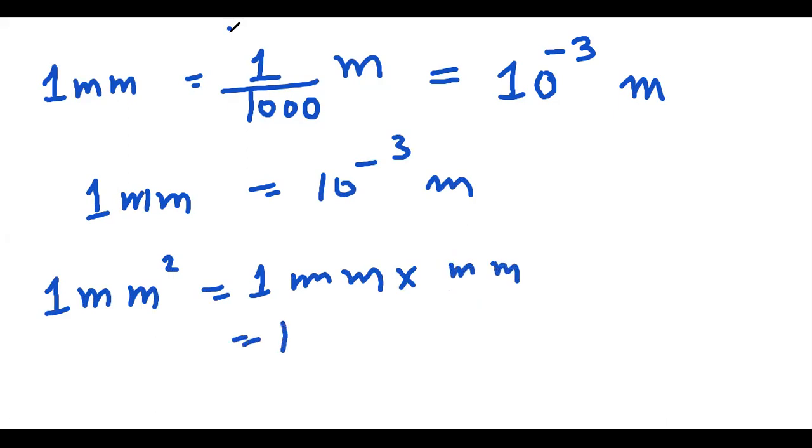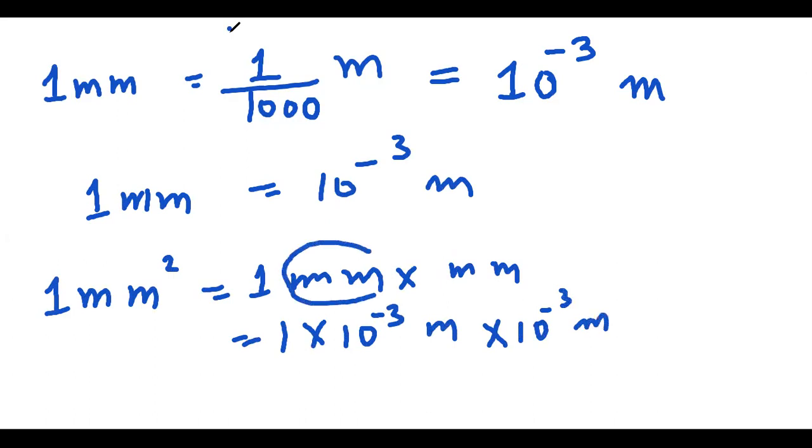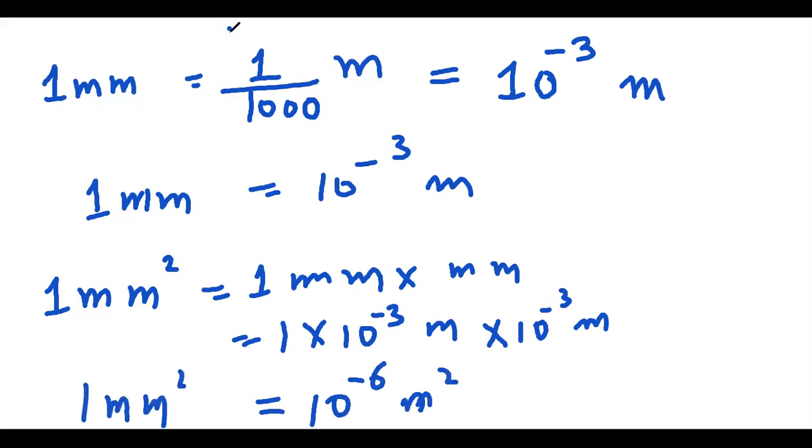So it is 1 into 10 raised to power minus 3 meter multiplied by 10 raised to power minus 3 meter. I have converted millimeter into meters. So it comes out to be 10 raised to power minus 6 meter square. So 1 millimeter square is equal to 10 raised to power minus 6 meter square. So you learn this conversion also.